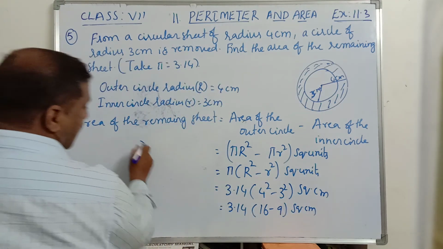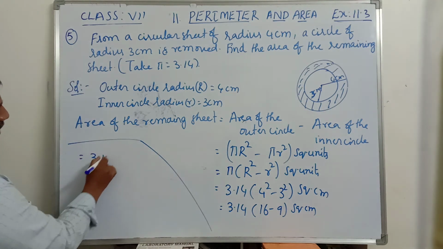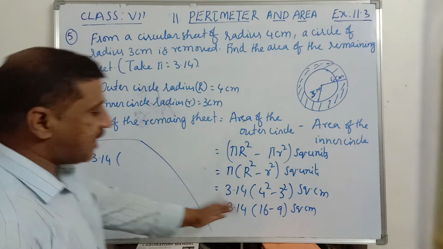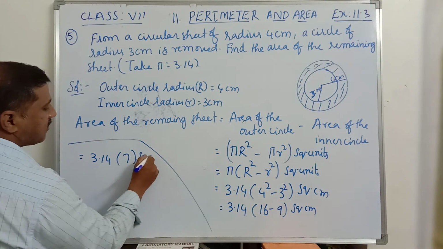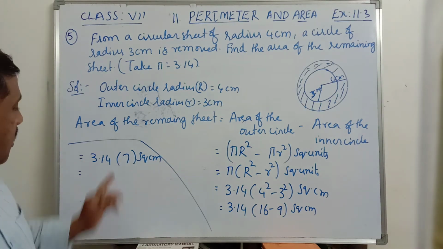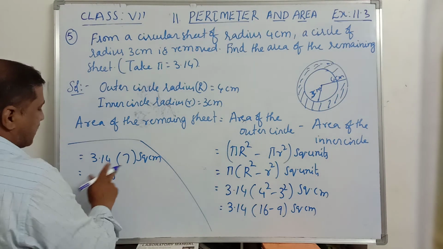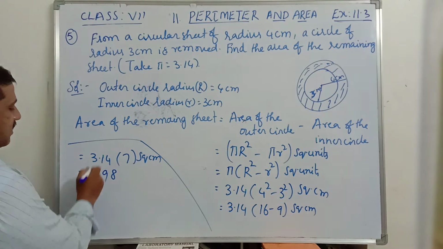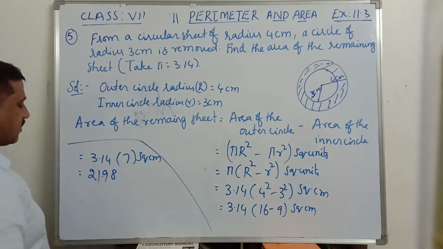So now what we get? I am continuing here. That is equal to 3.14 into 16 minus 9, is equal to what? 7 square centimeters. Now multiply 3.14 with 7. 7 fours are 28. 2 is there. 7 ones are 7 plus 2, 9, and 7 threes are 21. So keep the decimal point after 2 digits. So what we get?